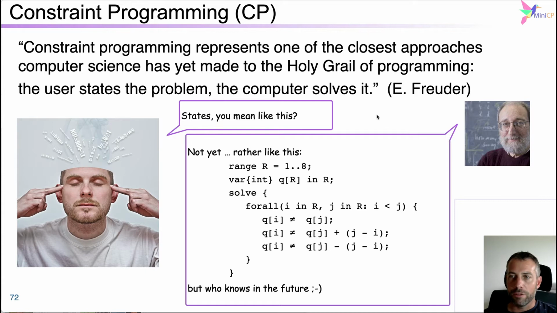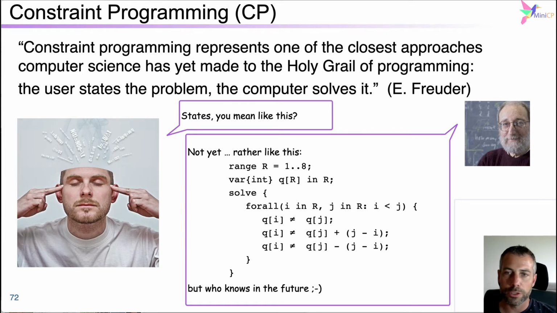One famous sentence that was stated by Eugene Freuder is: constraint programming represents one of the closest approaches that computer science has ever made to the holy grail of programming. The user states the problem and the computer solves it.